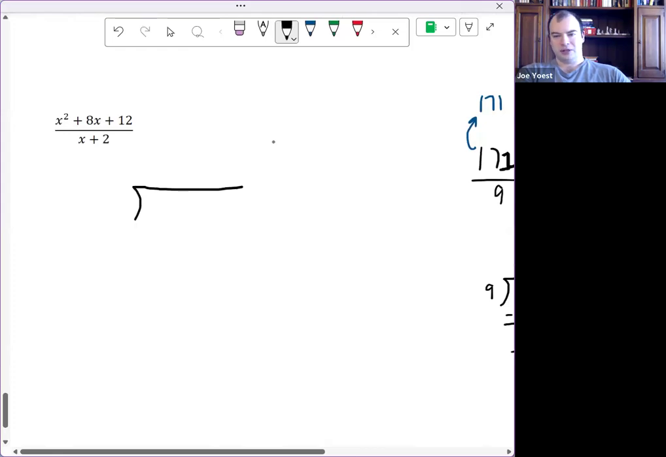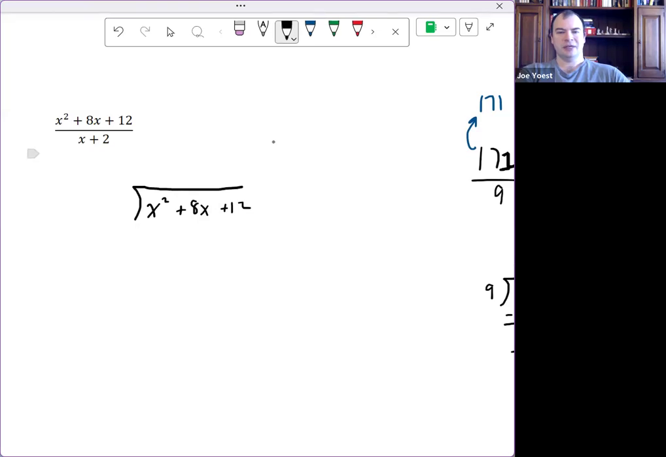So I put the numerator on the inside of my long division sign, x squared plus 8x plus 12. I put the denominator on the outside, x plus 2. Now, one little detail is it doesn't make a whole lot of sense to ask how many times x plus 2 go into x squared or something like that. So we really only focus on the leading term. We really only focus on the term that has x to the highest power, the highest degree term. In this case, that's just x.